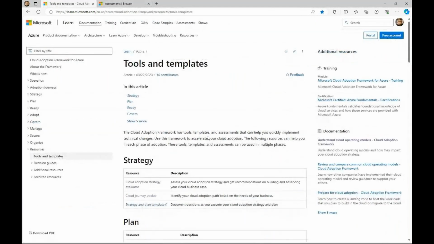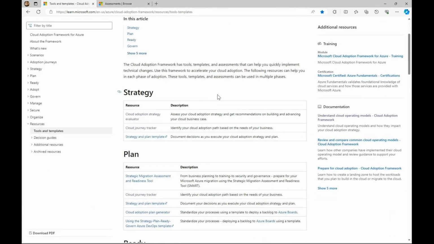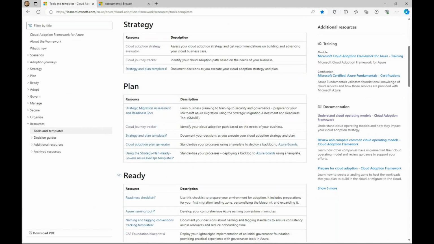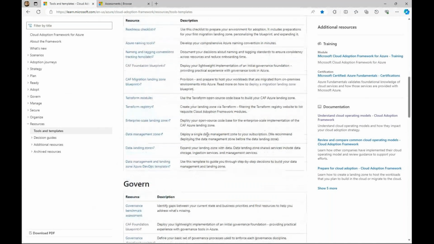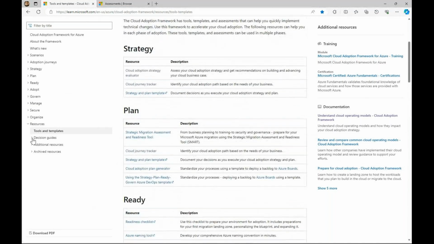Again, the tools that I've mentioned are right here at the Cloud Adoption Framework webpage. So the tools and templates can support you and help you to quickly implement some technical changes for the different phases: the strategy phase, the planning phase, the readiness phase, and so on. So there are a lot of tools, templates, but also decision guides for different workloads and so on.